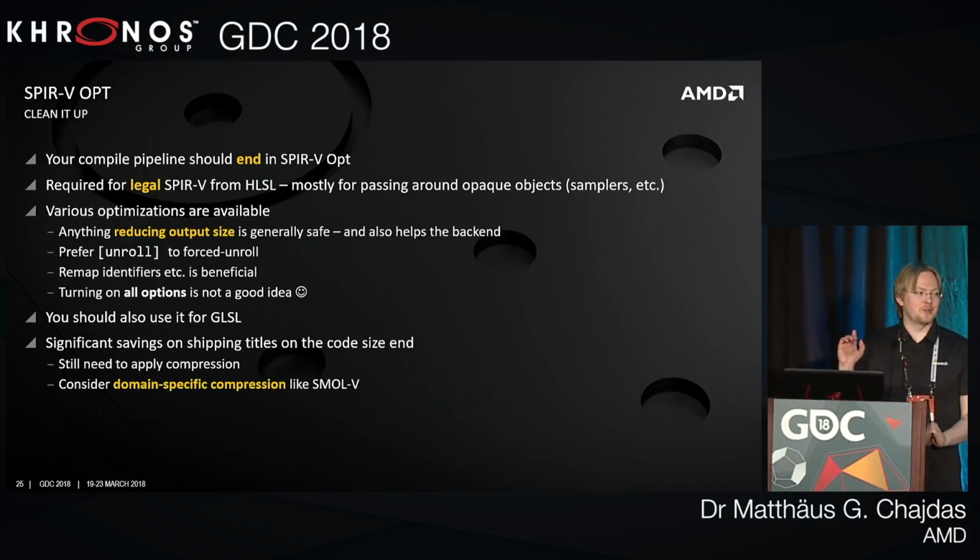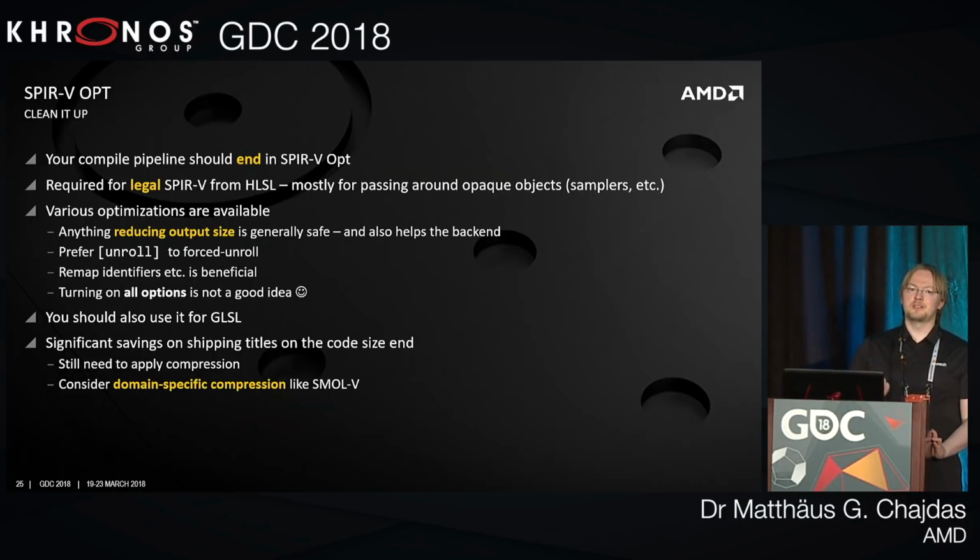And the SPIRV-Opt thing, you should also use it if you compile GLSL, right? There's no reason why you should only use it for HLSL. The net result is you will usually get significant savings in terms of the size of your shaders, so they should be in the ballpark of DX bytecode. If that's not enough, you can compress it further. There are domain-specific compression tools available.